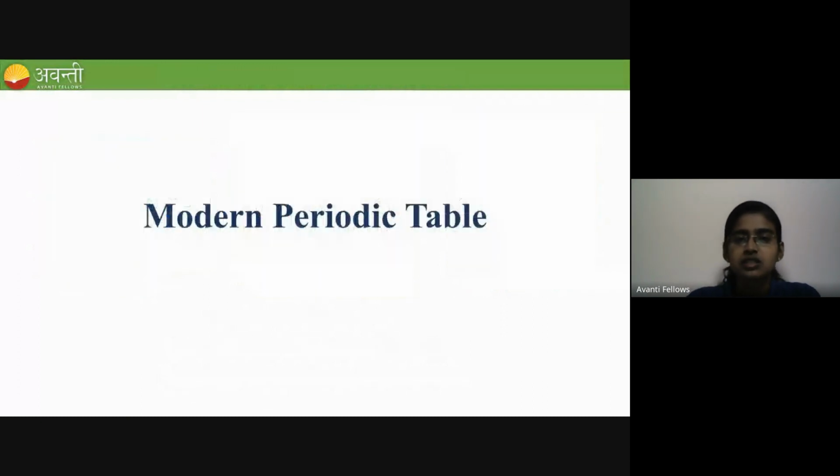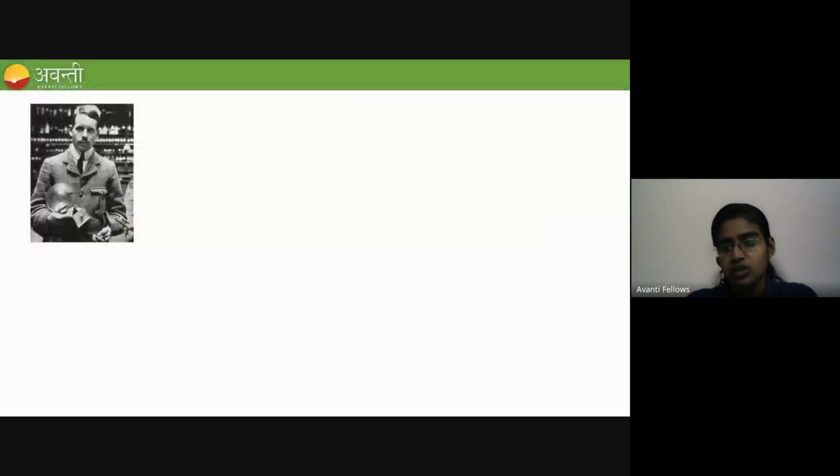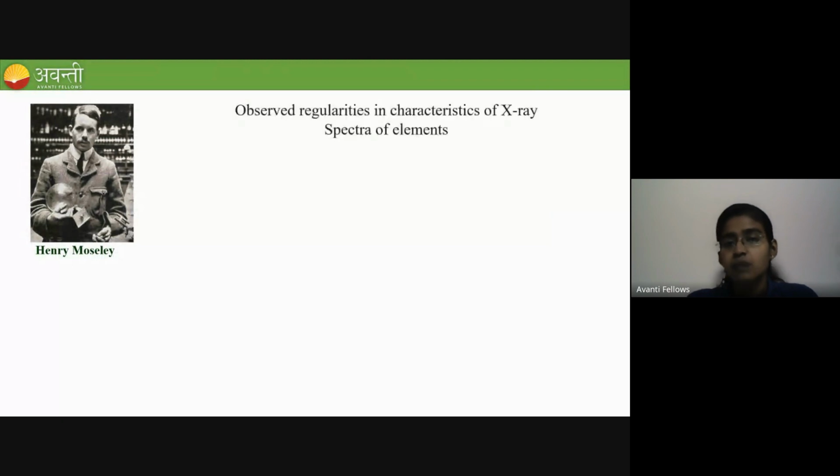So let's start. In this lesson, the first topic talks about these three. Now coming to the introduction to the modern periodic table. This man is a scientist, and his name is Henry Moseley. He observed some regularities in the characteristics of X-ray spectra of the elements. He took some elements and studied the characteristics of their X-ray spectra, and he observed one particular regularity, a regular interval, while doing this experiment.